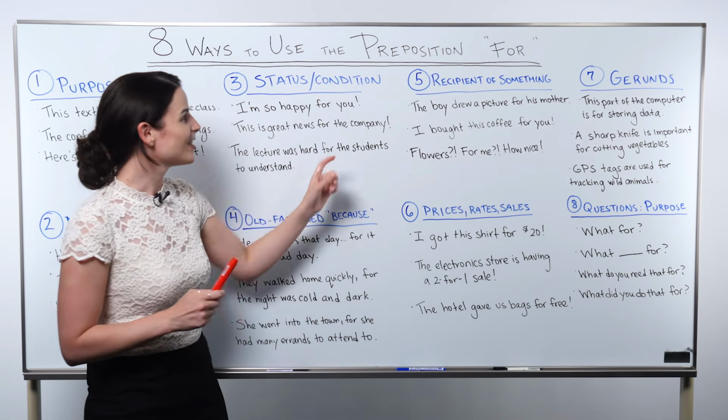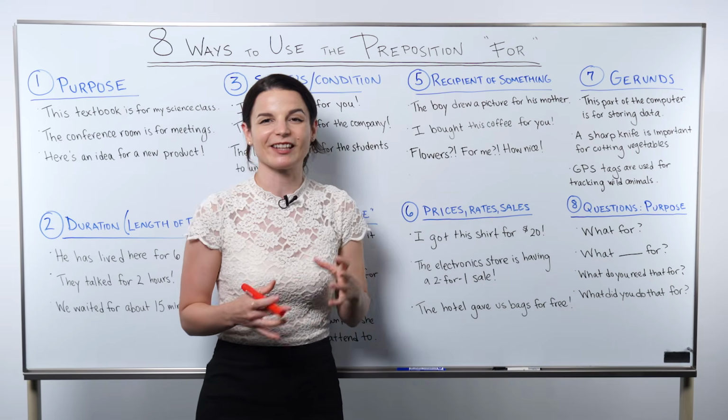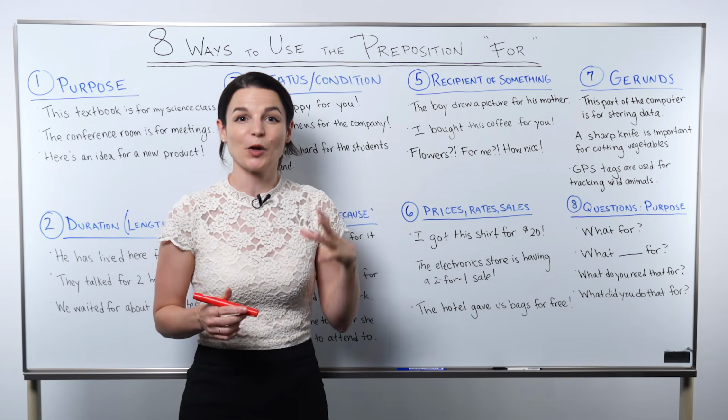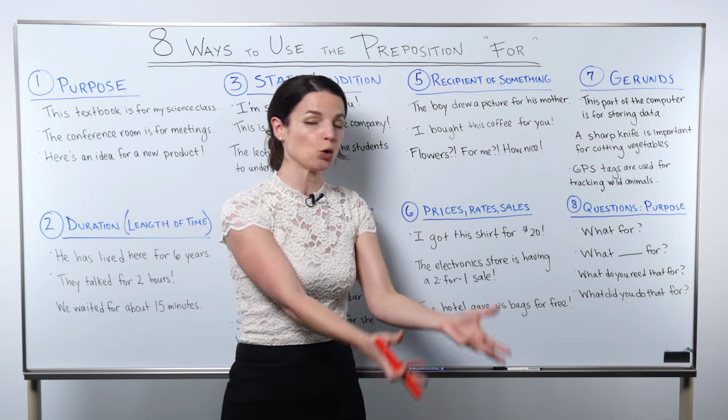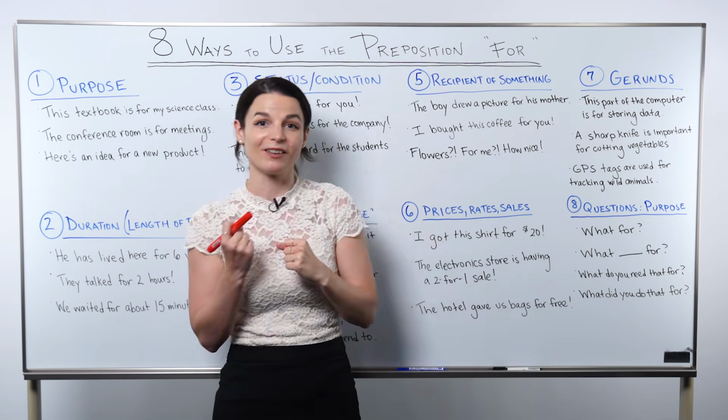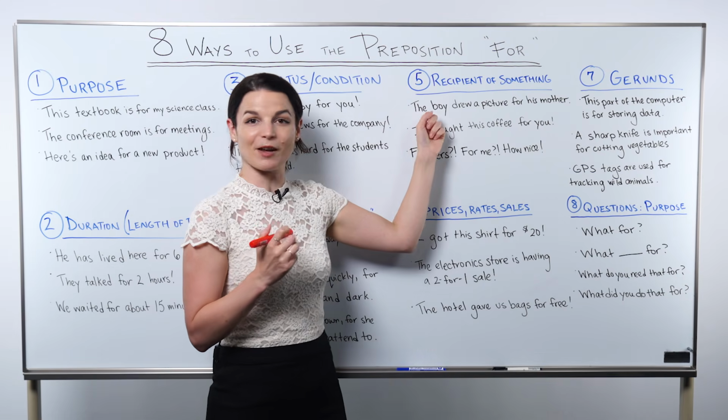Okay, let's continue to number 5. Number 5, I think, is a pretty easy one to understand. We use "for" to express the recipient of something, the person who gets something or the person who receives something. So let's look at the examples here.